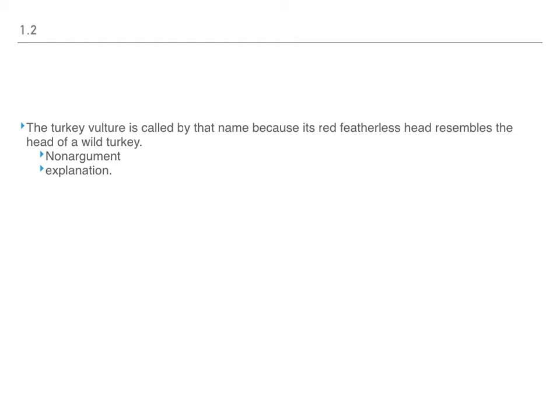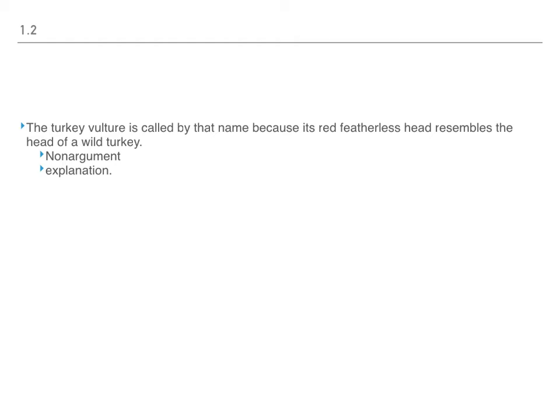Something is an argument when you're trying to establish that something is true. So you're trying to establish that the turkey vulture is called by that name. If someone didn't believe you, you might say, no, that is why it's called by that name, because look at its head. So if someone were questioning you, you may be trying to convince them that it is true by giving this, but that generally isn't what would be going on here. We would say that someone's not demanding evidence or proof that turkey vultures are called by that name.